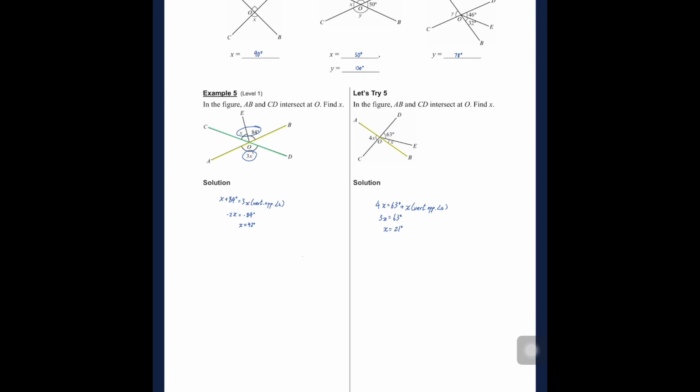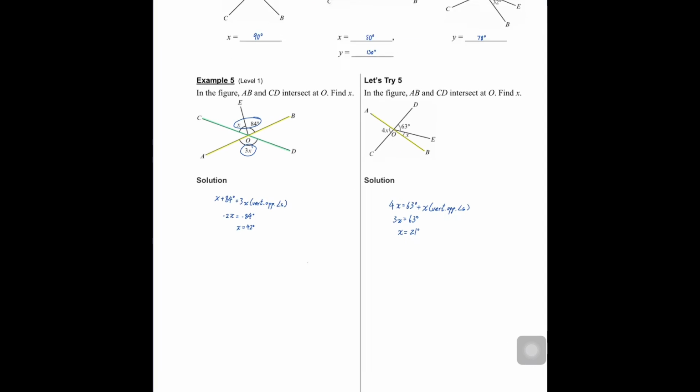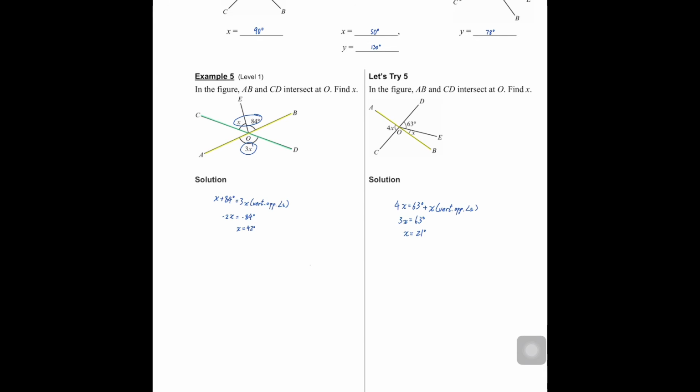Okay, for Wang Heidong's work, let's go on to page 6, example 5, and let's try 5 here. Vertically opposite angles: 3x equals x plus 84. Vertically opposite angles, with the abbreviation. Okay, that's good. So x is 42 degrees, that's a good answer.